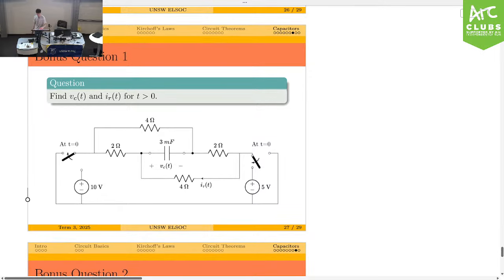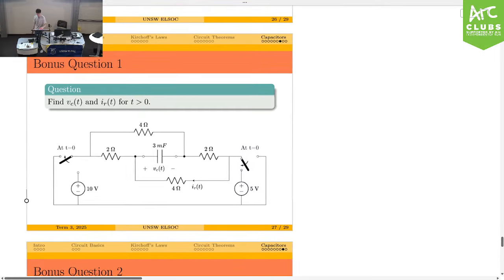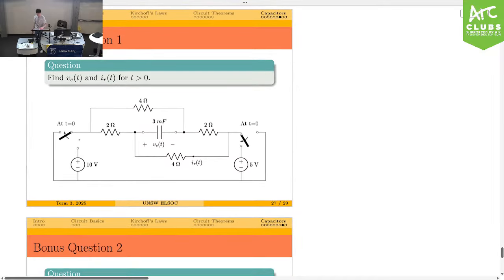All right, so let's consider this. All this question is asking is find VC and IR. What this tells you is that before t equals 0, this source is connected and this one is not. When you make the switch, this one goes up here and this one connects this voltage source. So before t equals 0 you've connected this 10 volt, and after, you've connected this 5 volt. You're getting rid of one and adding on the next.